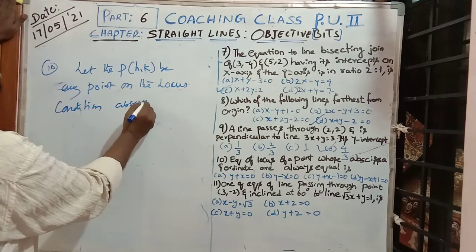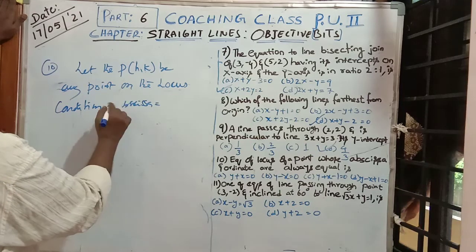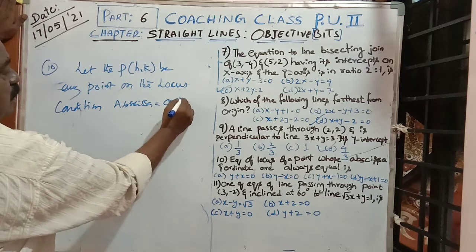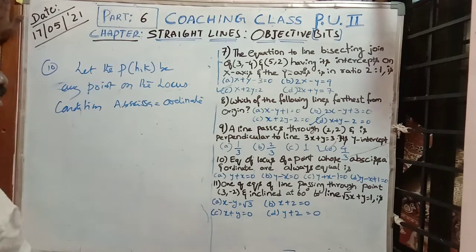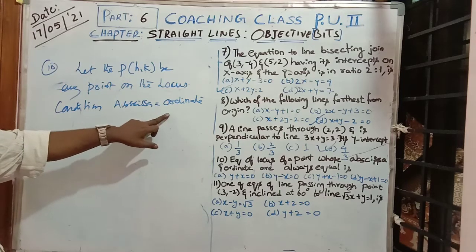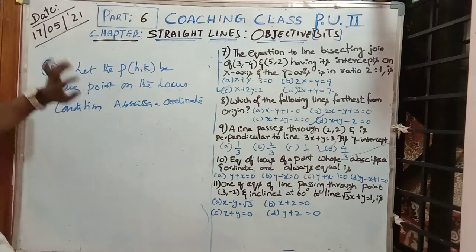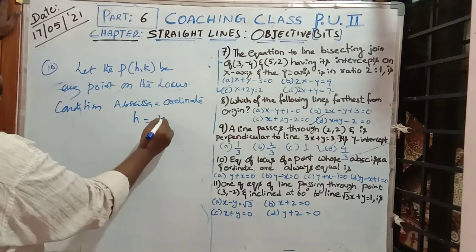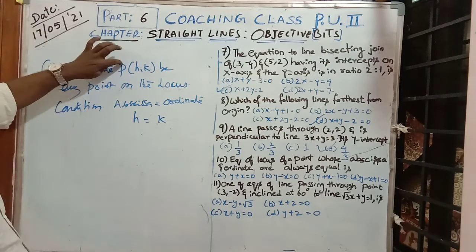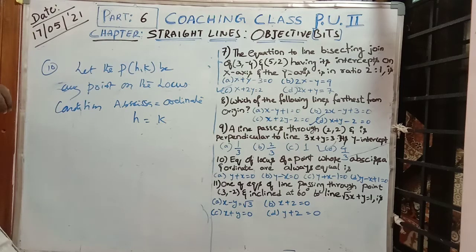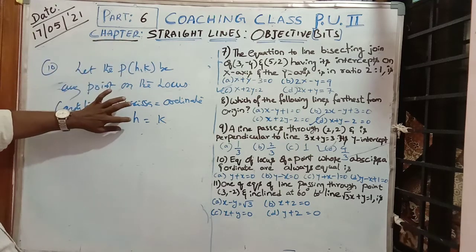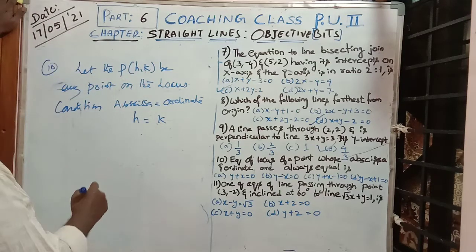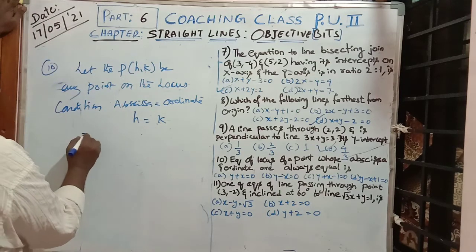abscissa is equal to ordinate. Abscissa means x coordinate, ordinate means y coordinate. That means h is equal to k. It is a general point on the locus. X coordinate is abscissa h, y coordinate is k. Right, h is equal to k.